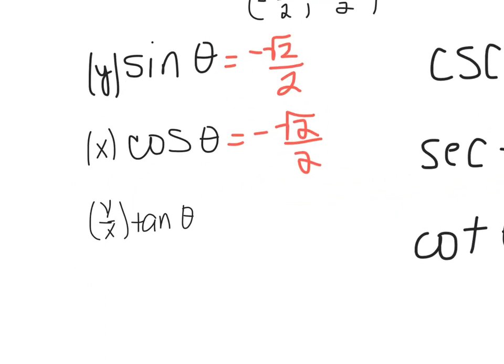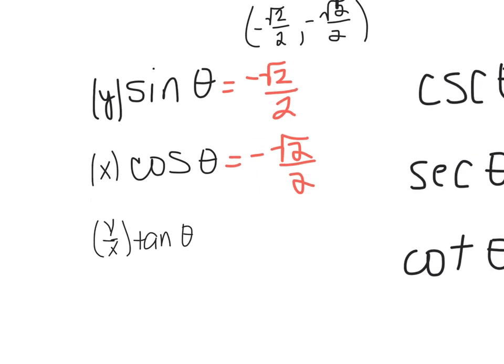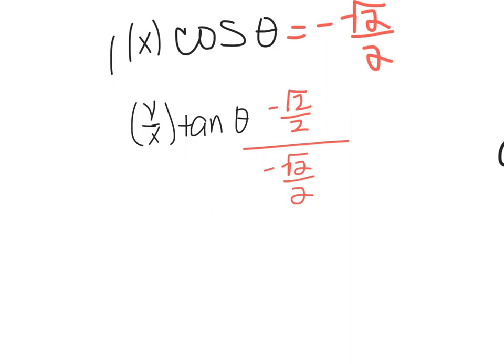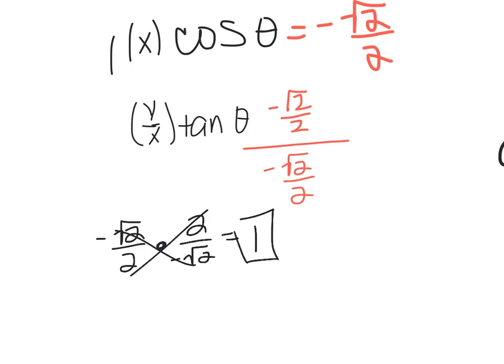And then our tangent is going to be y over x. So your y value is -√2/2 divided by the x value, which is -√2/2. So if we're going to keep change flip, I have -√2/2 times, when I flip this, it becomes 2 over -√2. And what happens? Everything cancels out. So I'm left with just the number 1.